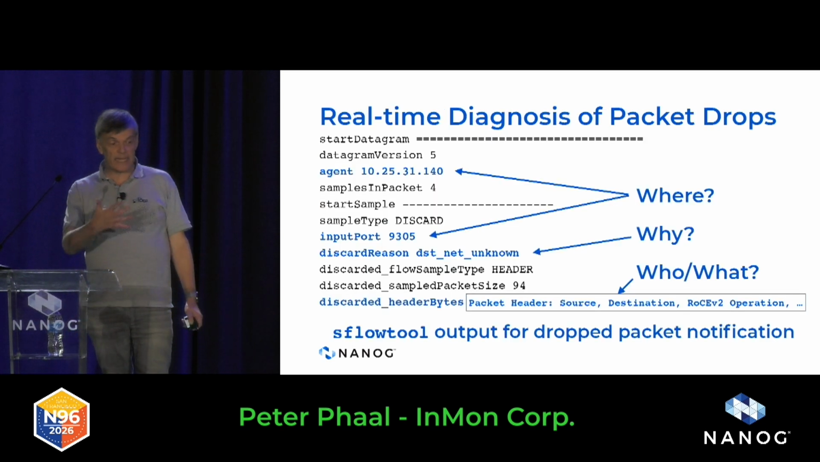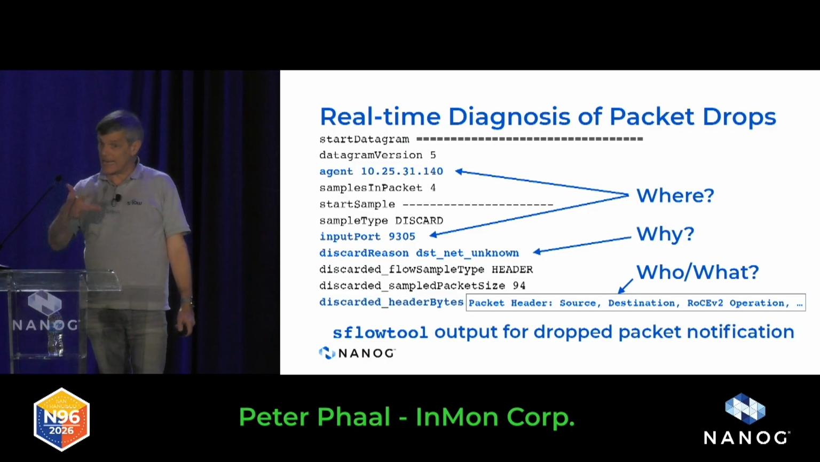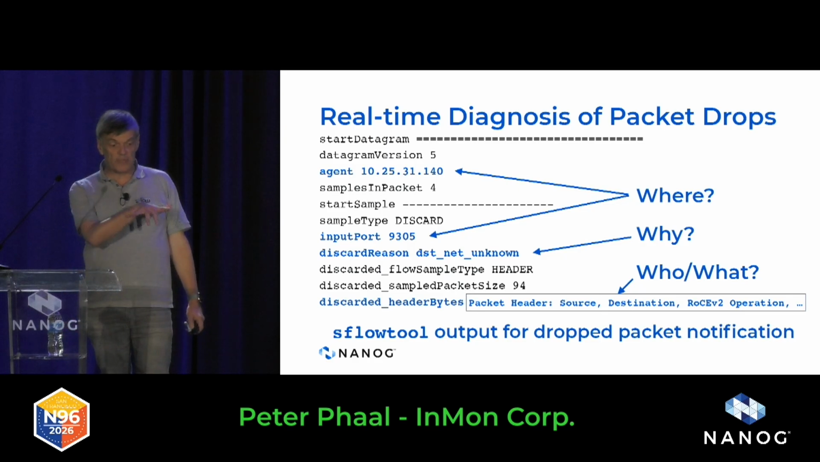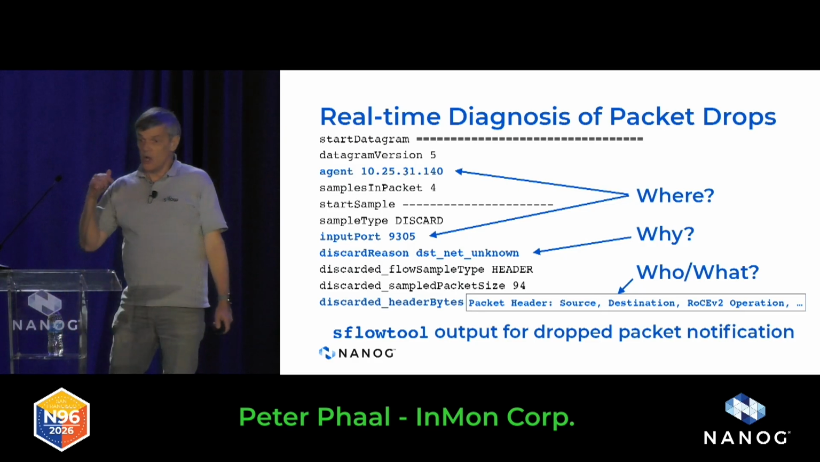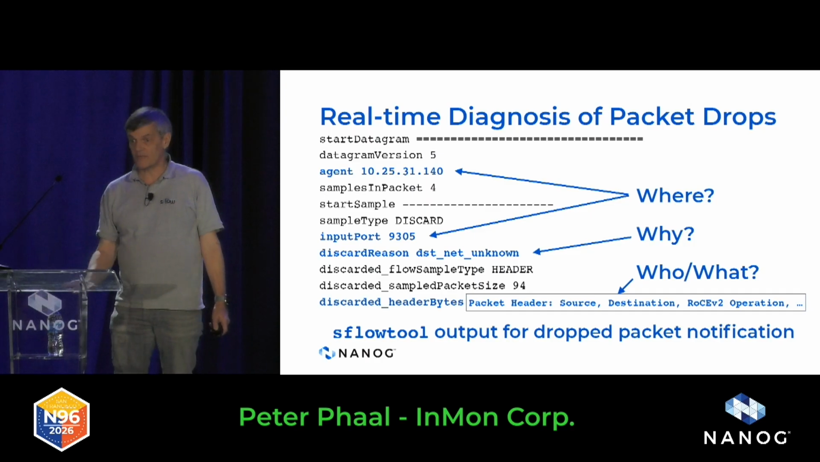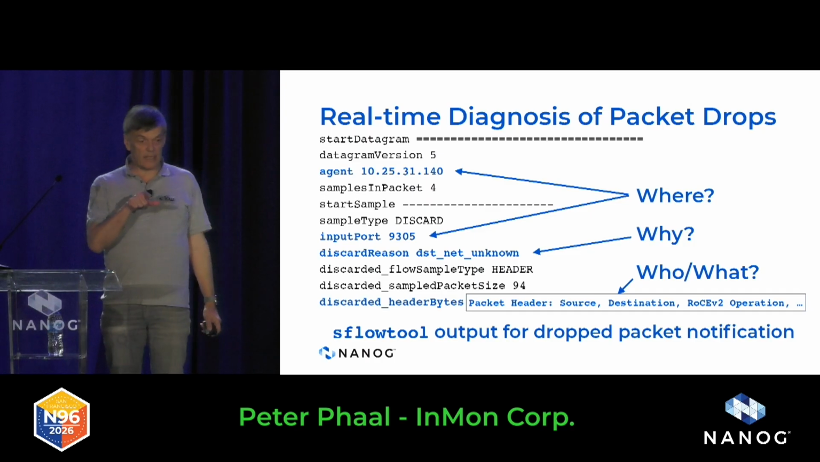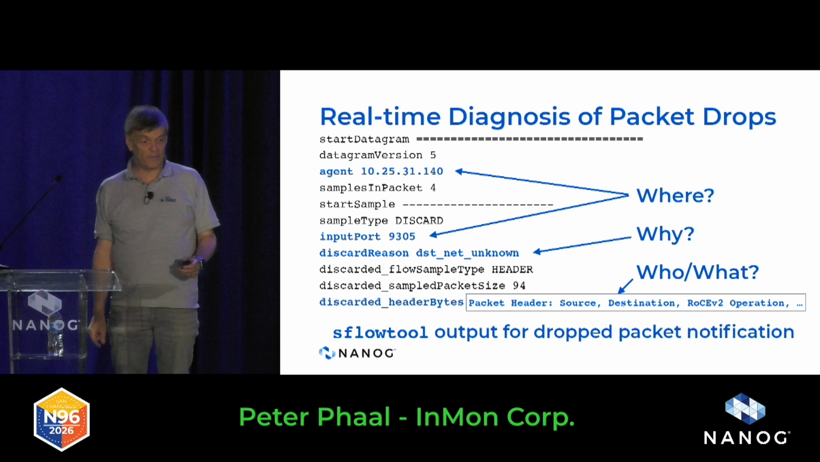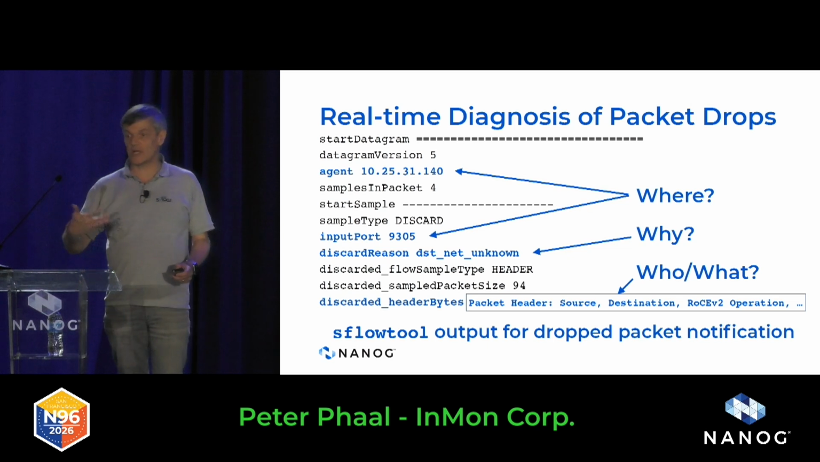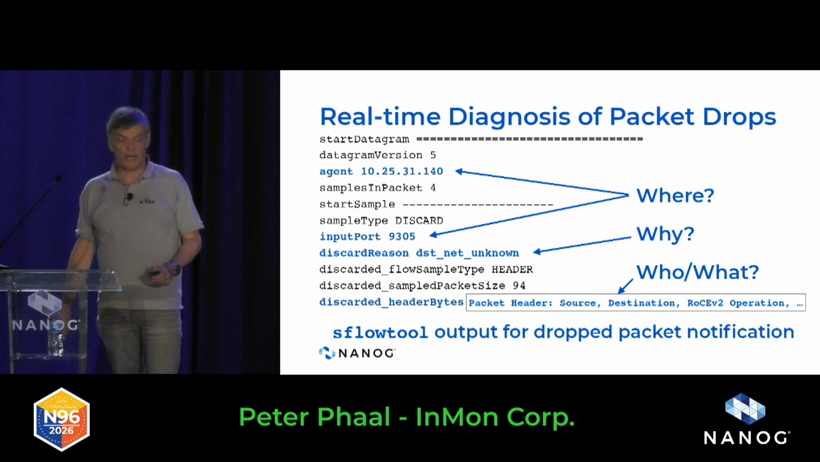And what's contained in those drop events are the agent and port. So you know exactly where the packet was dropped. You know exactly why it was dropped. So in this case, it's an unknown destination network. And with the packet header, you get to know who's affected, what service is affected. And so this allows you to troubleshoot dropped events instantly, rather than trying to dig around and figure out why packets are dropped. And so the faster you can resolve these events, the quicker you fix them.